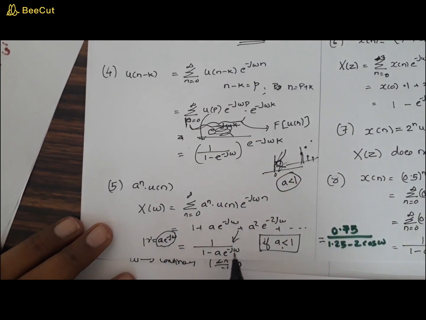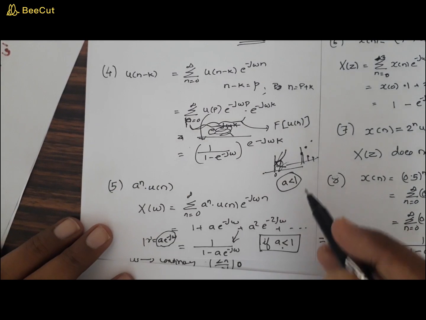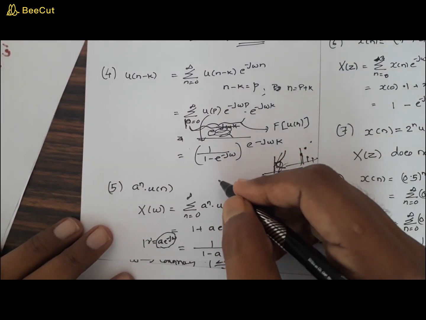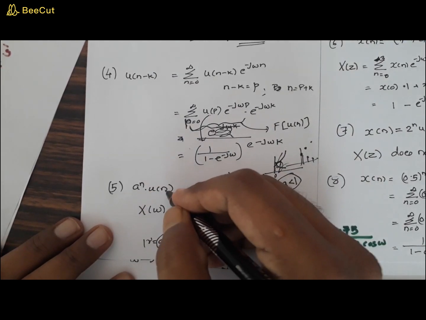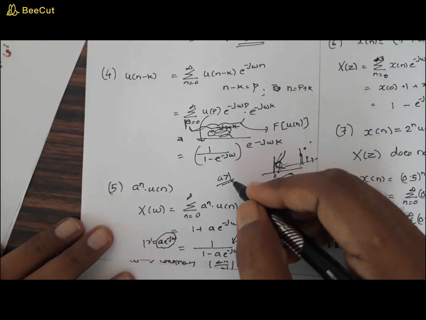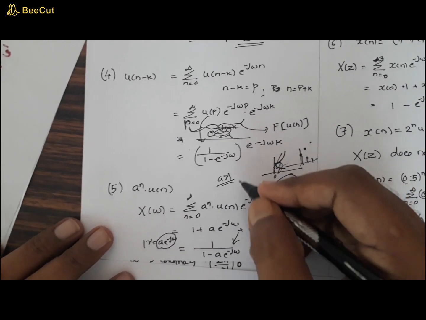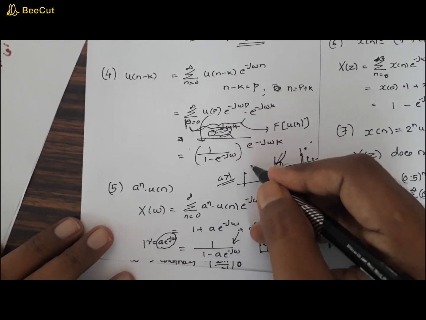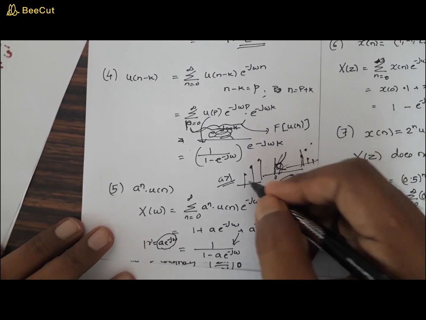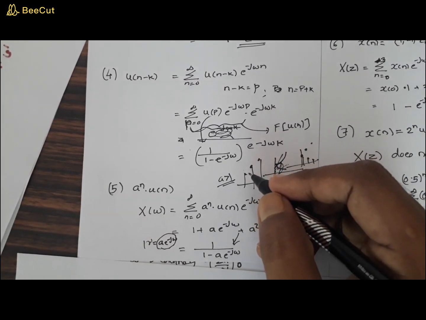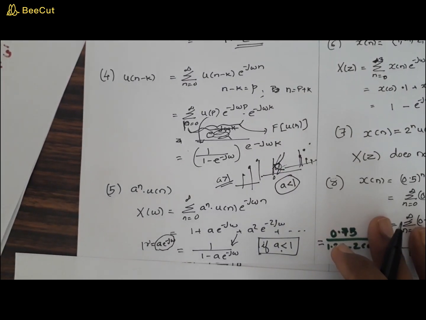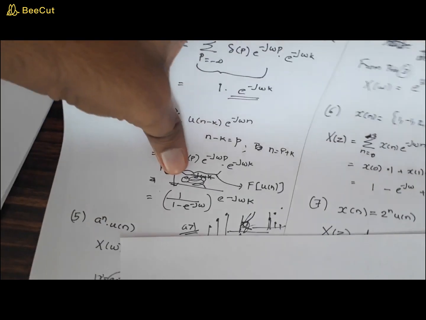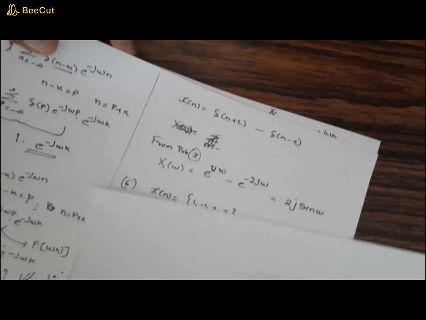So this is going to be the Fourier transform of an exponentially decaying signal. Suppose the question had been: for a greater than 1, find the Fourier transform of this. You must write that the Fourier transform does not exist for such signals, because when a is greater than 1, you are going to get a signal like this, a time unbounded signal. That means when you summate all the samples, you are not going to get a finite value, so it is not summable.